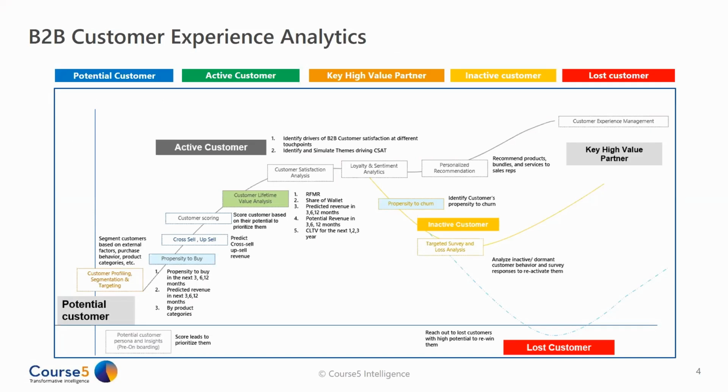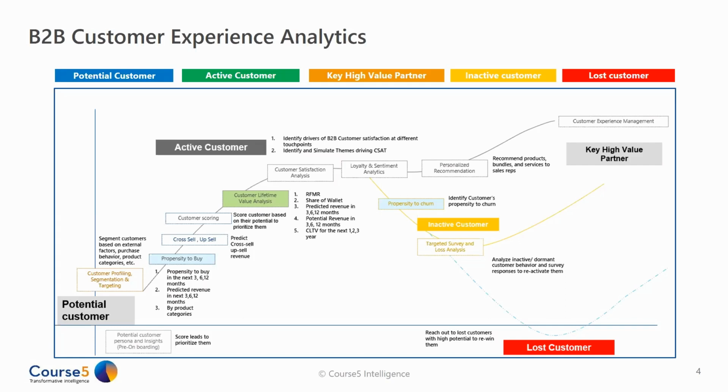Now, looking at B2B customer experience analytics, we identify customers in five major zones. The first is a potential customer. The second is an active customer. Then we have a key high value partner who has reached the top, followed by an inactive and a lost customer.